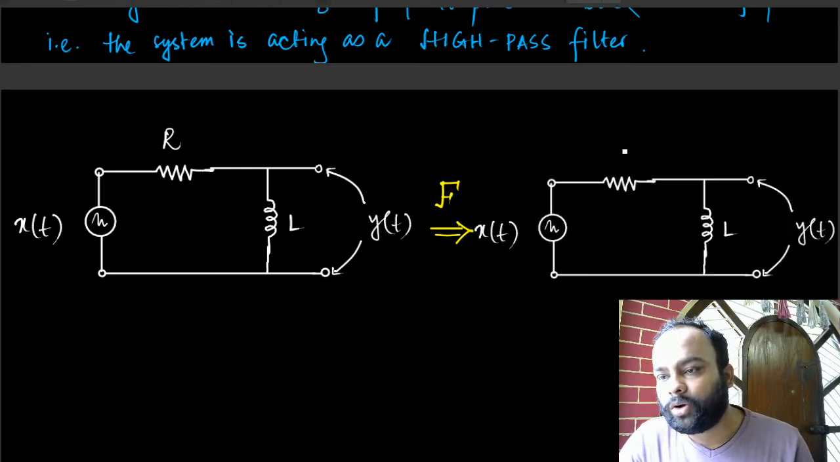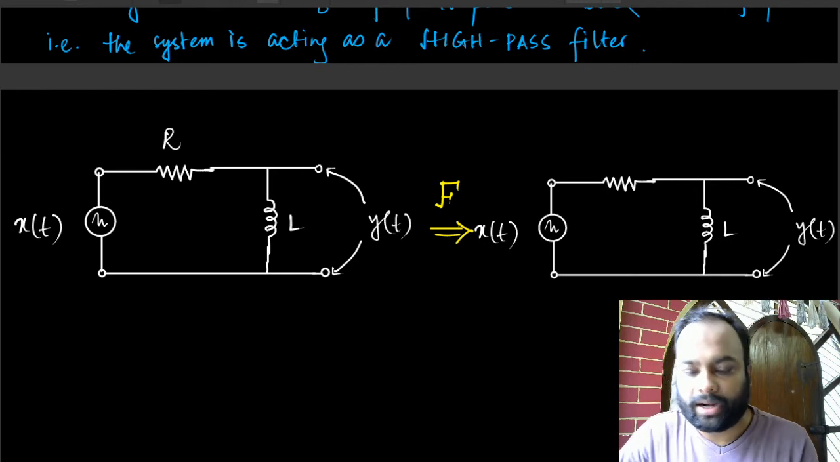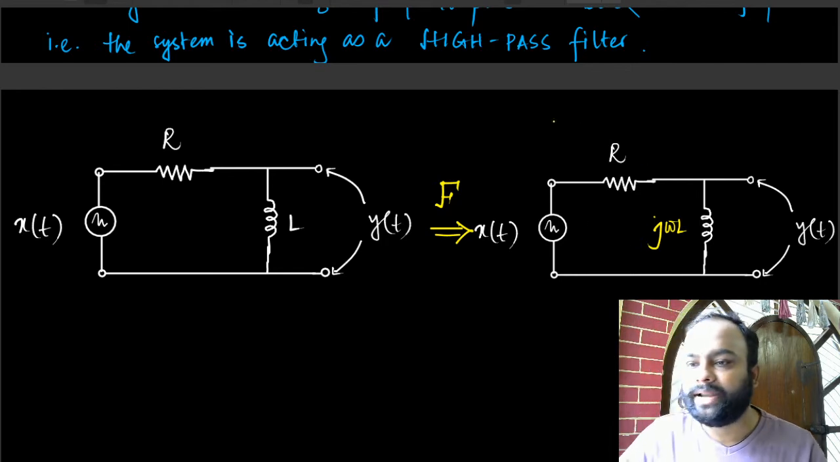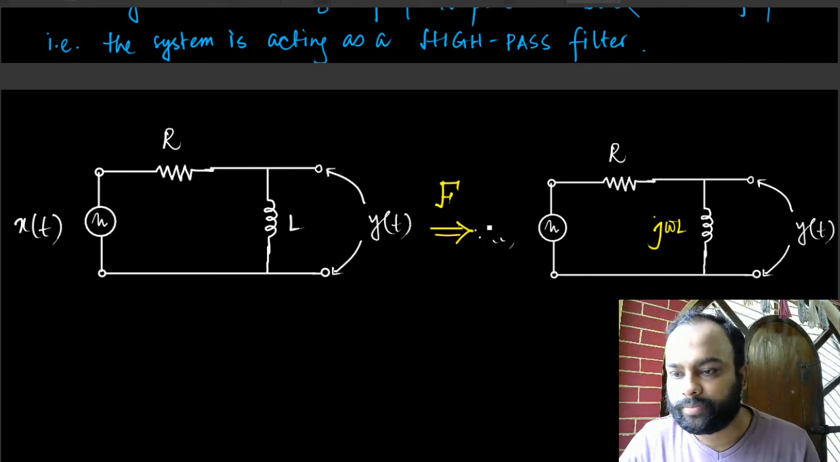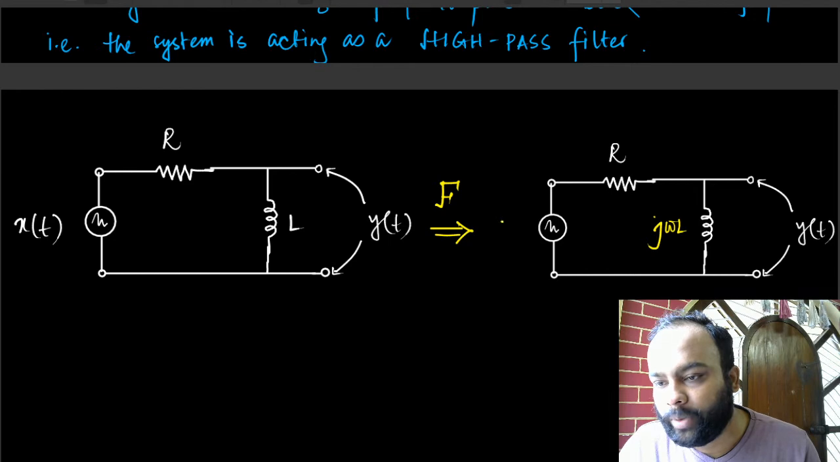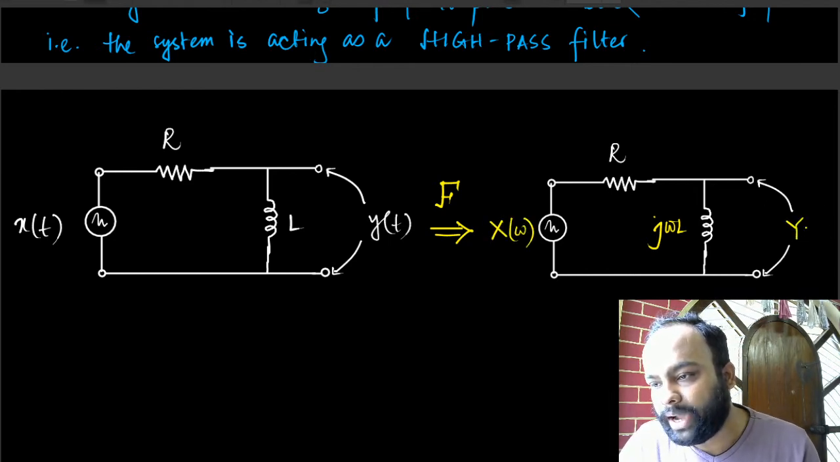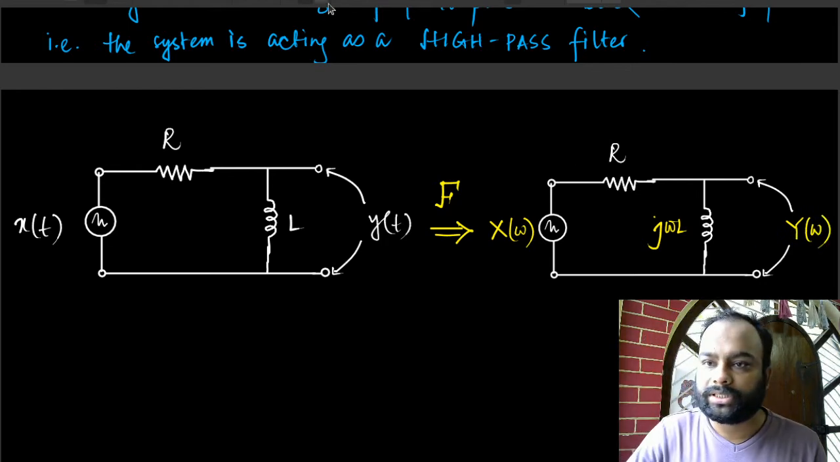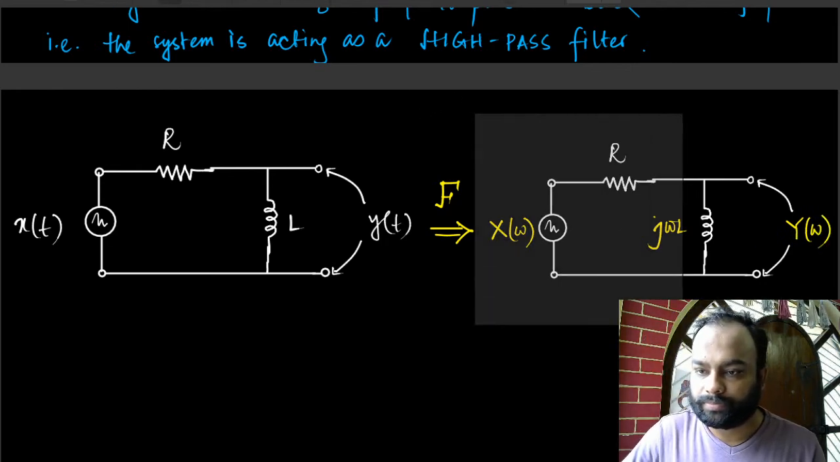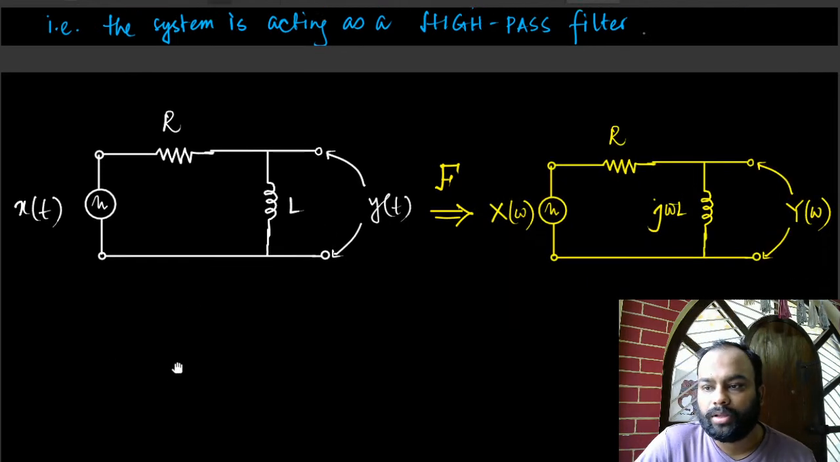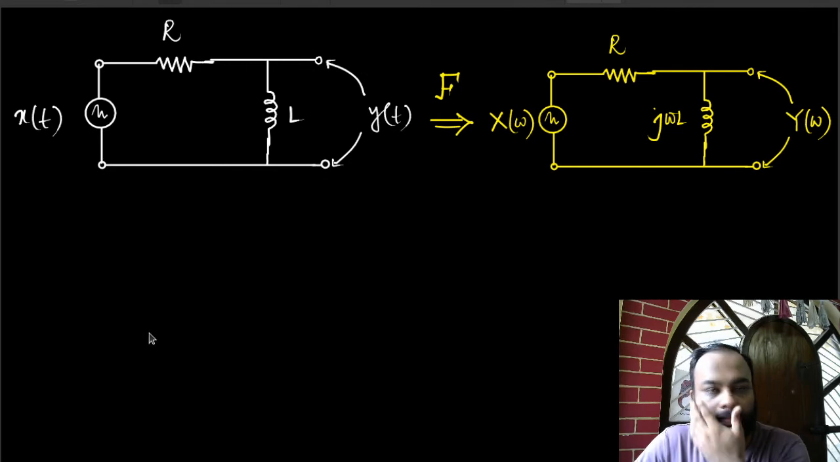Okay, so that is going to remain R, and this is going to be j omega L. That's the impedance, rather inductive impedance, right? This is going to become x omega, and this is going to become y omega, right? So these things are understood. All right. So there is no confusion regarding this, I hope.